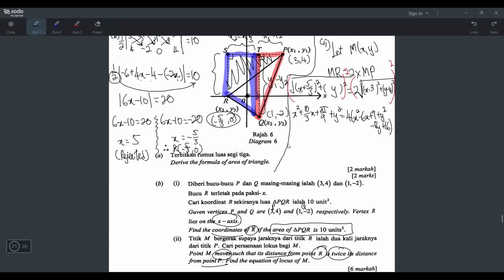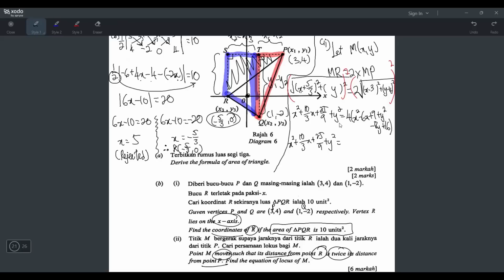Okay, now you end up with x square plus 10 over 3x plus 25 over 9 plus y square. And I realize I can do this side first because this one has a bracket, so you have to do the bracket first, and basically just take everything times 4. Times 4. So you have to do multiplication first before you can do addition and subtraction.